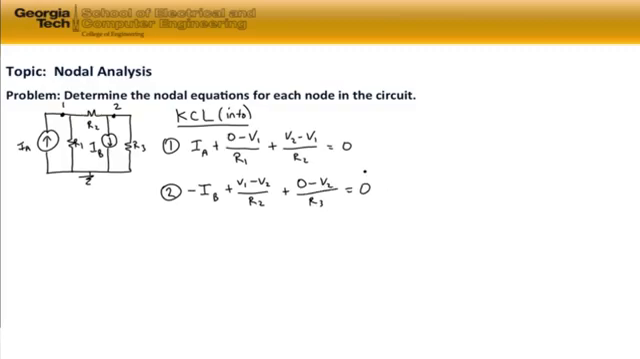We see that we have two unknowns in that equation as well, V1 and V2. So now we have a series of equations where we have two equations and two unknowns, and we can solve those equations simultaneously to find V1 and V2.